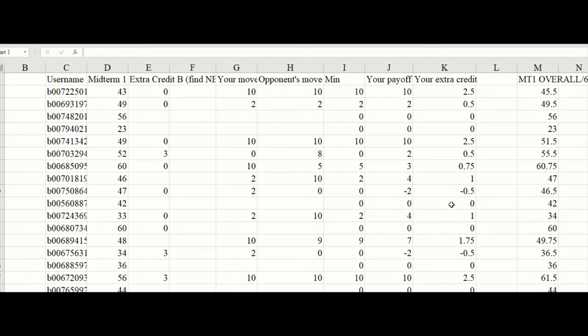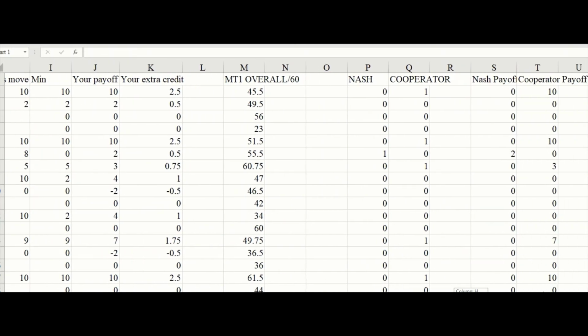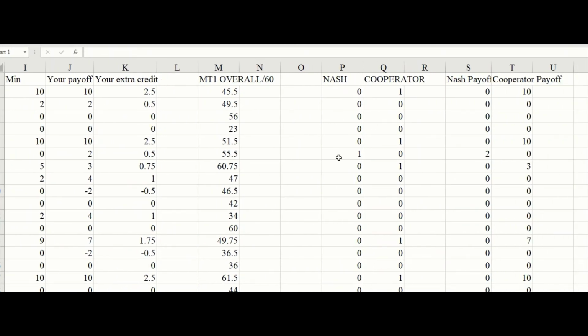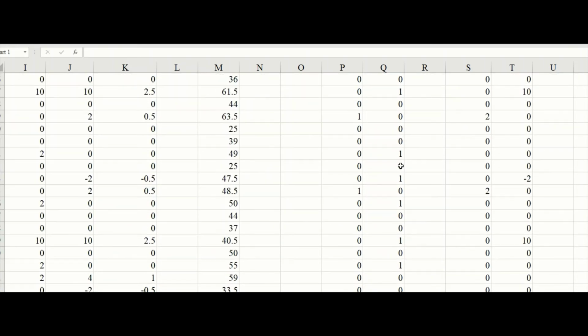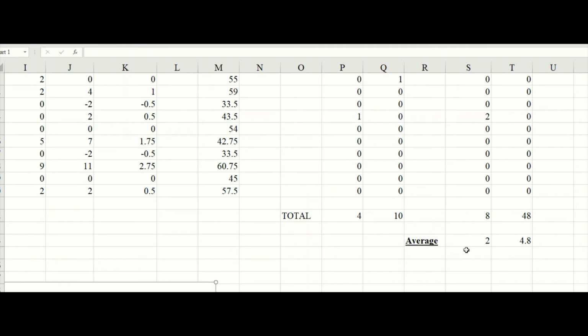So I calculated. So here's the variables telling you if it's a Nash player or a cooperator or neither. And I found out how many points each Nash player got, how many points each cooperator got. And our average Nash player scored 2 points of extra credit, but our average cooperator scored 4.8. So there was enough cooperation out there to make that choice to cooperate work out well in practice.